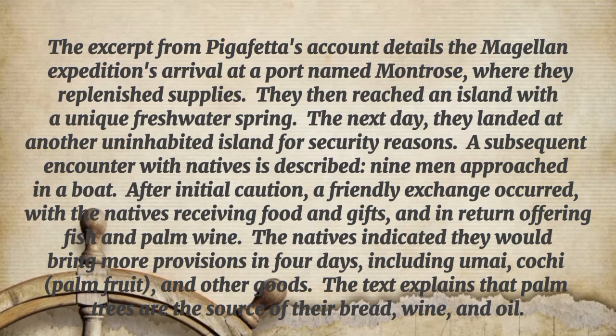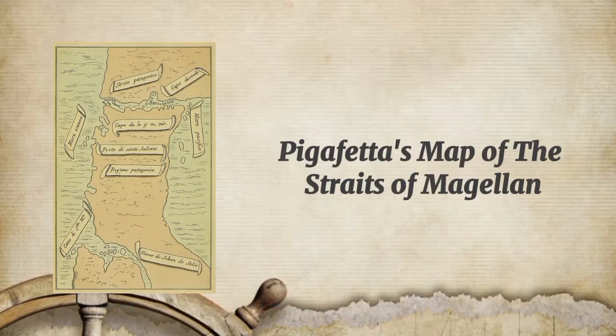Nine men approach in a boat after initial caution. A friendly exchange occurred, with the natives receiving food and gifts, and in return offering fish and palm wine. The natives indicate they would bring more provisions in four days, including umay, kuchi or palm fruit, and other goods. The text explained that the palm trees are the source of their bread, wine, and oil.